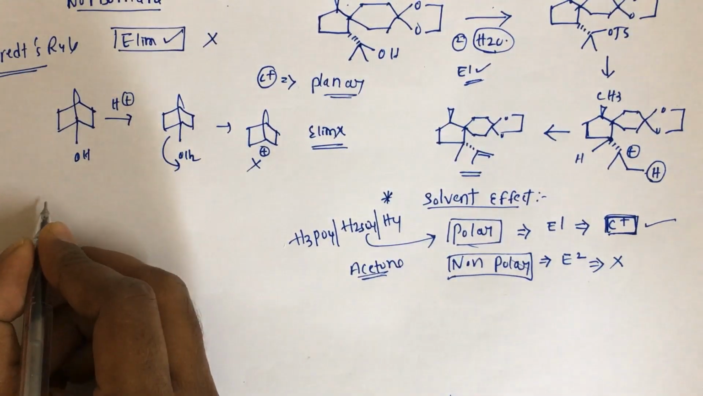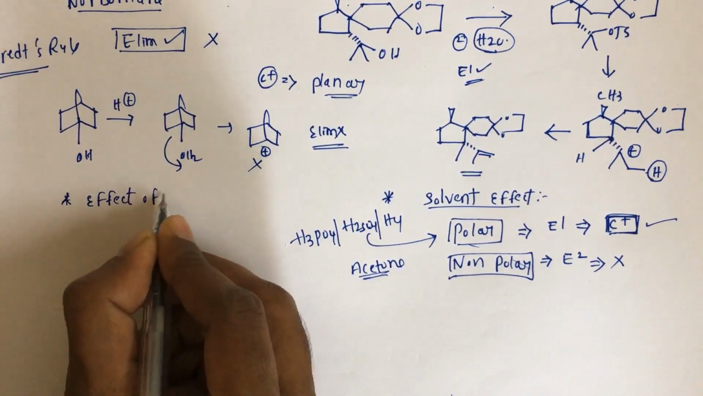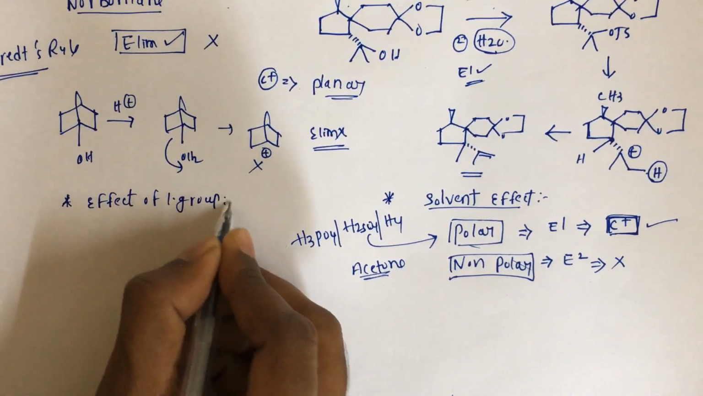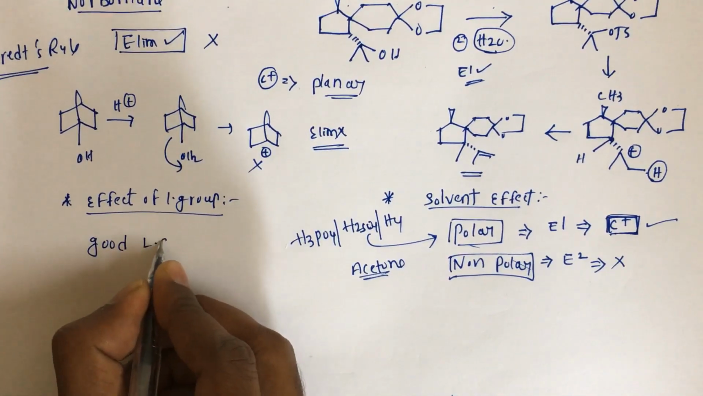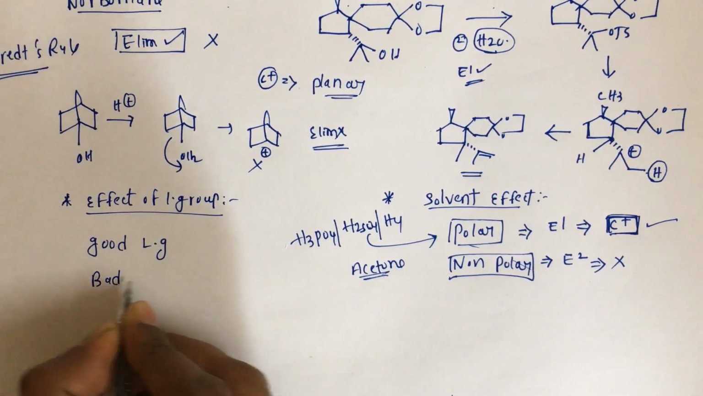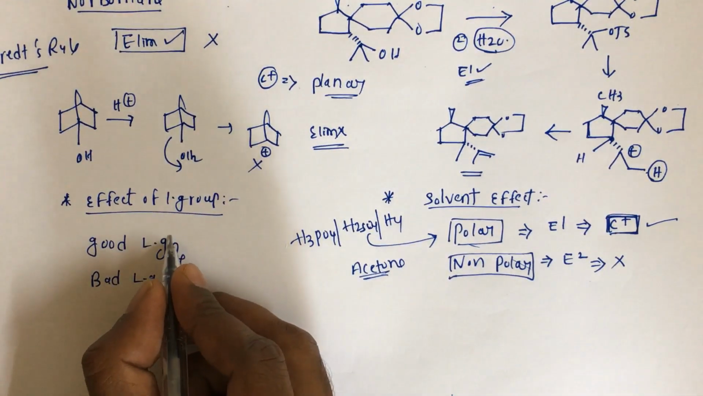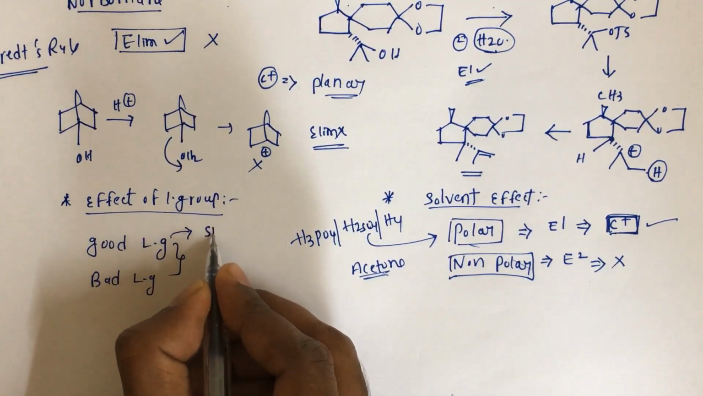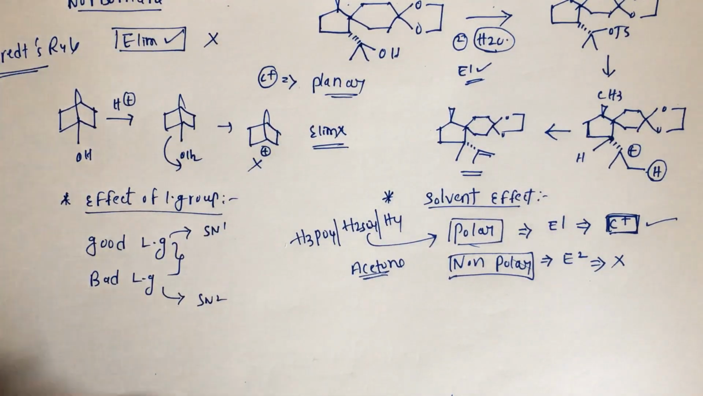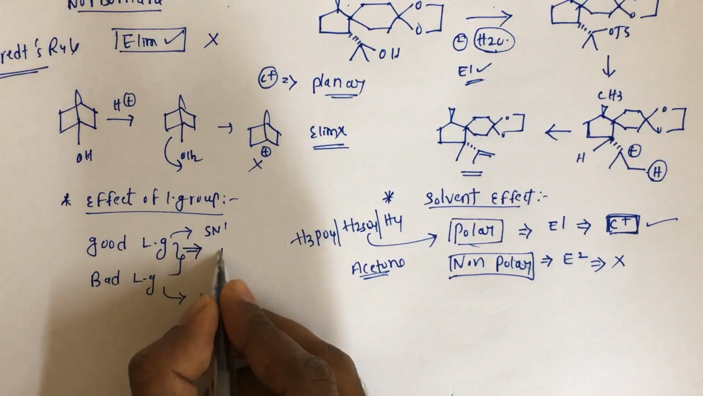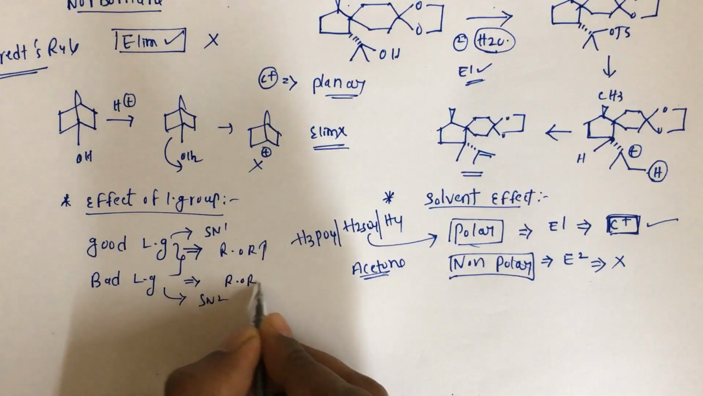Then the last effect is the effect of the leaving group. Here we can't say that if a good leaving group is there, then this elimination reaction is possible, or if a bad leaving group is there, then this elimination reaction is possible. That we cannot say here. Like in the case of substitution reactions, if a good leaving group is there, SN1 will be favorable. If a bad leaving group is there, SN2 is preferable. But in the case of elimination, if a good leaving group is there, then the rate of reaction will be faster. If a bad leaving group is there, then the rate of reaction will be slower. This much only.